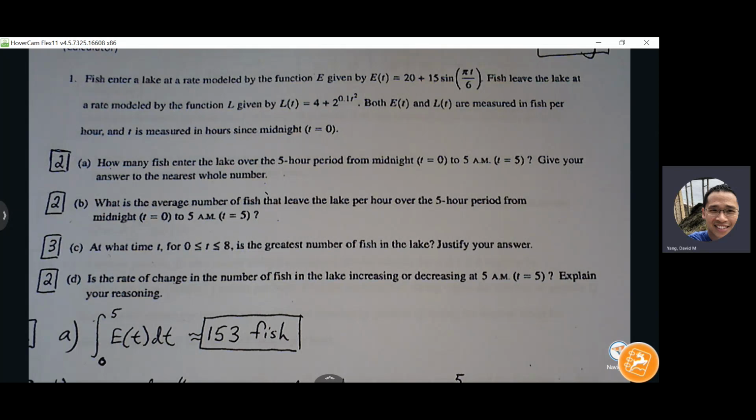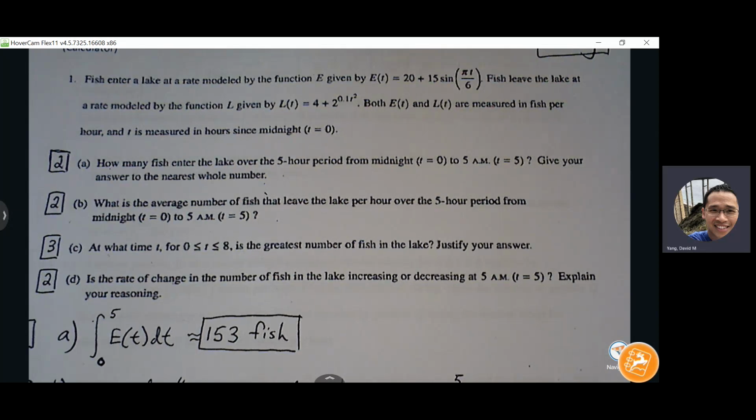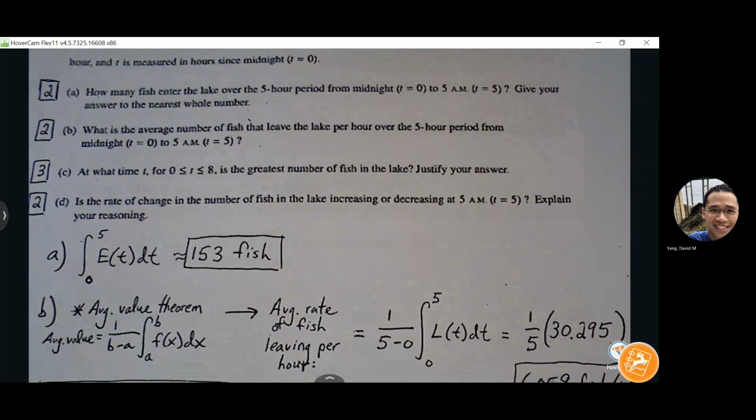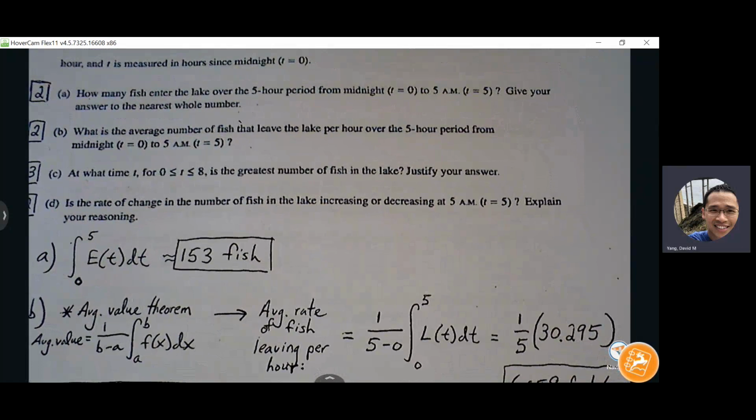Okay, part B, what is the average number of fish? Average value theorem can get you there, right? So 1 over B minus A, integral from A to B. So our A and B are 0 and 5. But remember, we're dealing with a different function here. The average rate of fish leaving per hour, so we have to use the L of t function. Make sure we put that 1/5 in front.